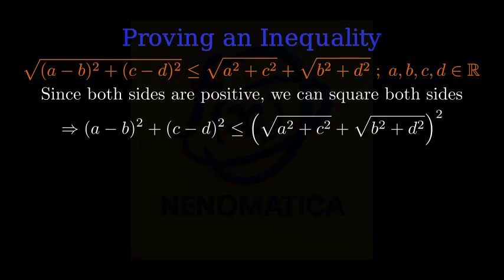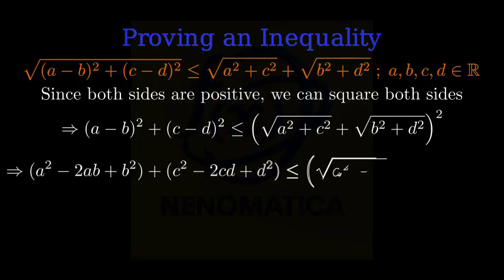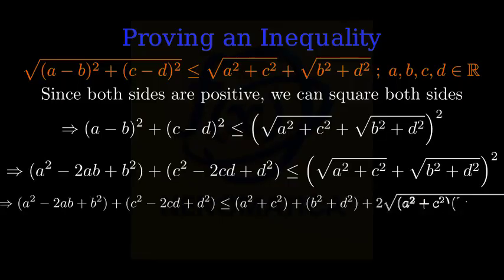Now, let's expand the expressions. On the left side, we have a squared minus 2ab plus b squared plus c squared minus 2cd plus d squared. On the right side, we need to expand the square of the sum. Remember the formula. The square of a sum equals the sum of the squares plus twice the product. So we get a squared plus c squared plus b squared plus d squared plus twice the product of the square roots.